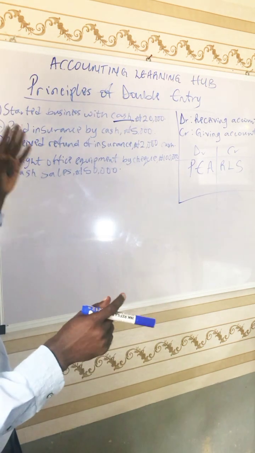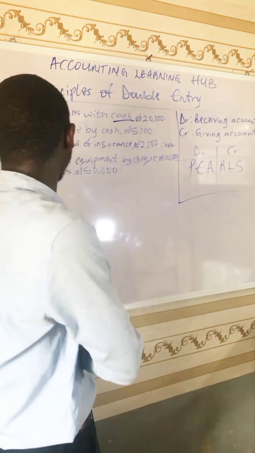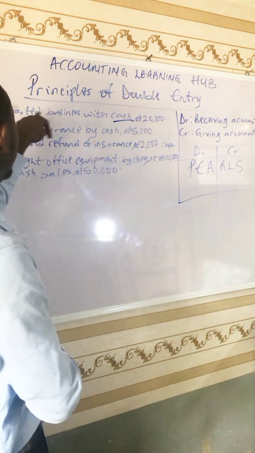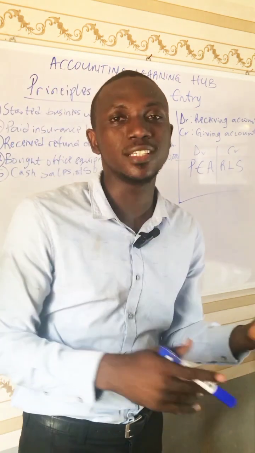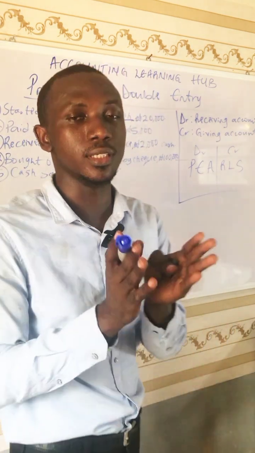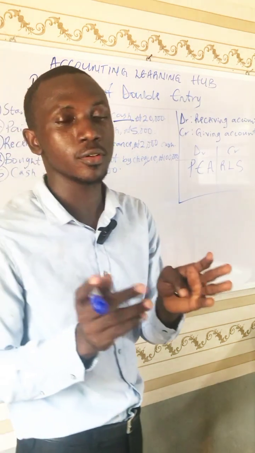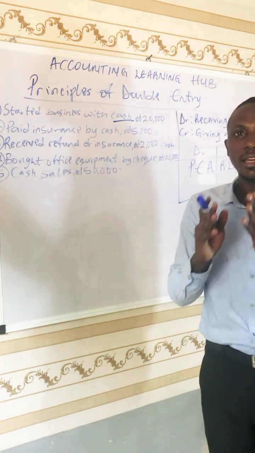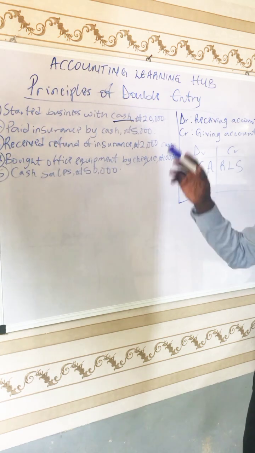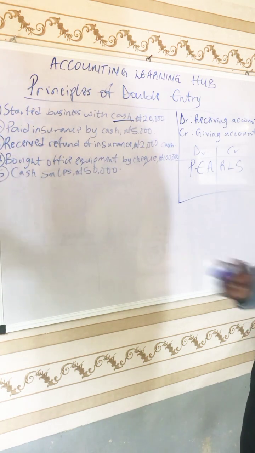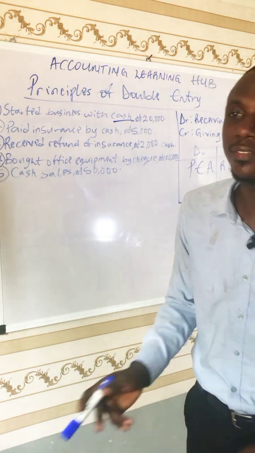Then the next thing, which other account is involved in this particular transaction? If you look at it, started business. When you start business, it means you introduce capital into the business. So the other account will be the capital account. So now that we have identified the accounts that are involved in the transaction, capital account and cash account, the next step is to identify the giving account and the receiving account.